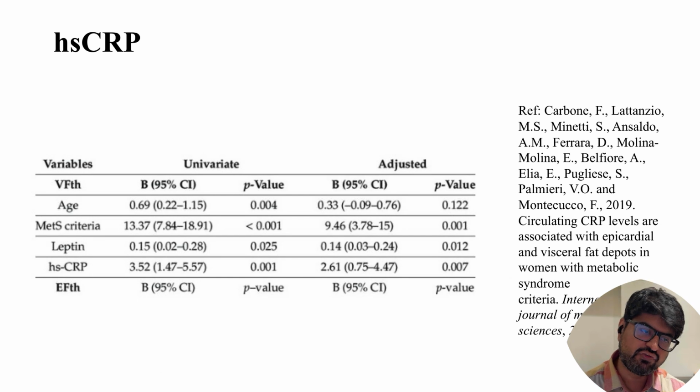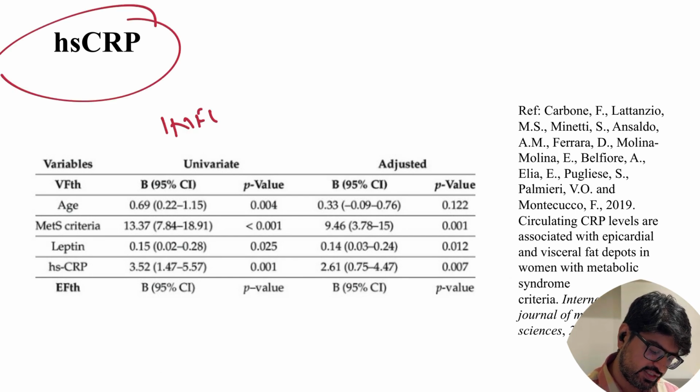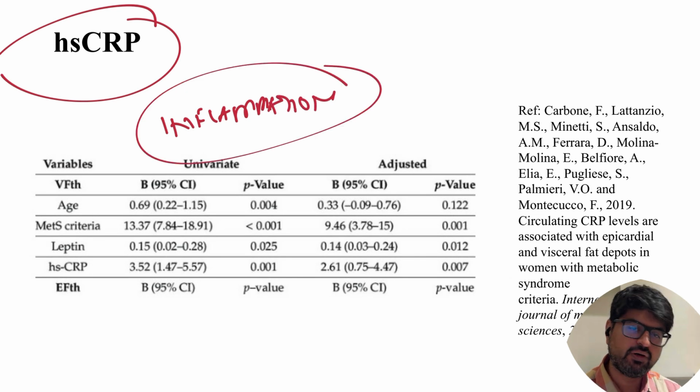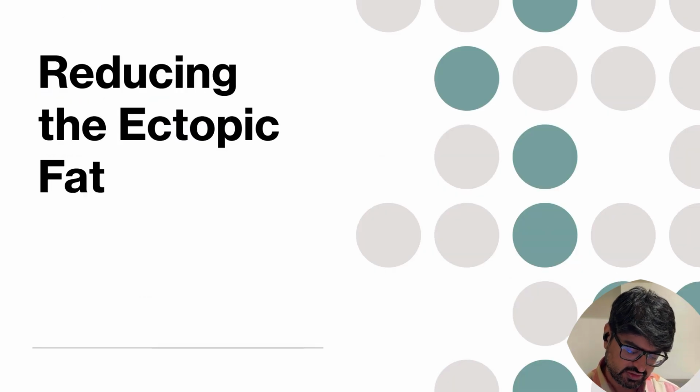hsCRP is not a marker of ectopic fat per se, it's a marker of inflammation associated with fat. So more hsCRP means there is more inflammation. Where does the inflammation come from? It comes from the ectopic fat, right? So it's an indirect marker. Technically, if you have fat but it is not inflamed, then hsCRP may not be high, but in most cases it is. So there is a correlation.